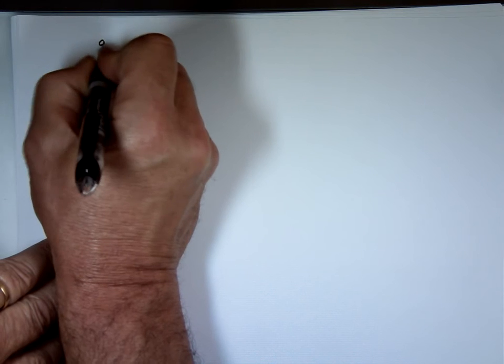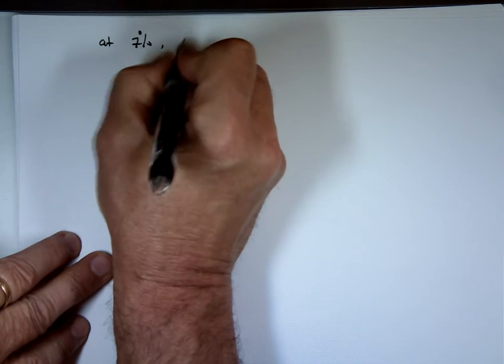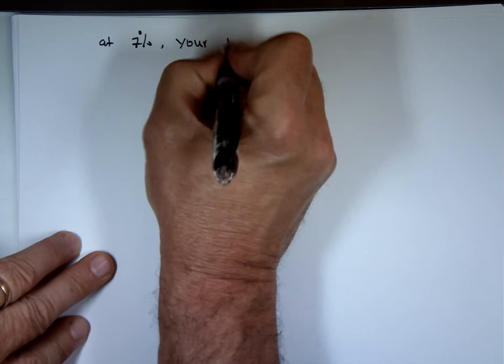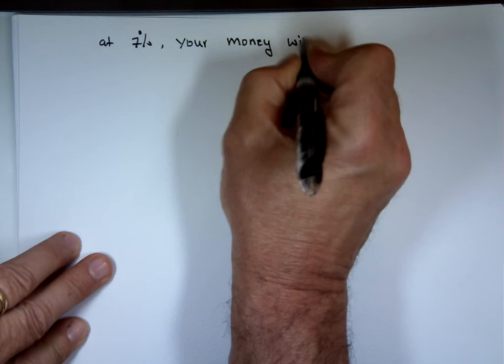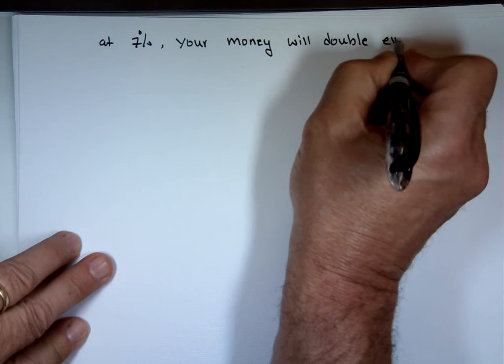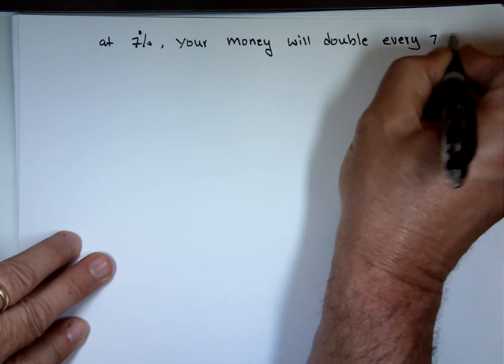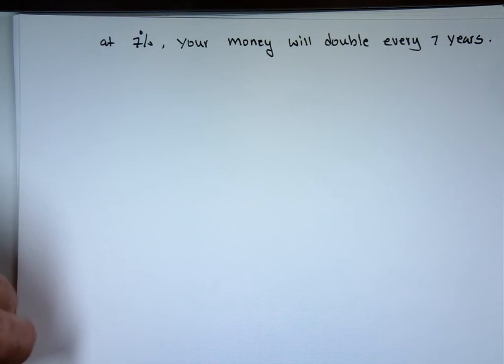So let's see. The statement I'm making, at 7% interest, your money will double every 7 years. Close to 7 years, actually 6.93. We use 7. And I'm going to prove that to you.